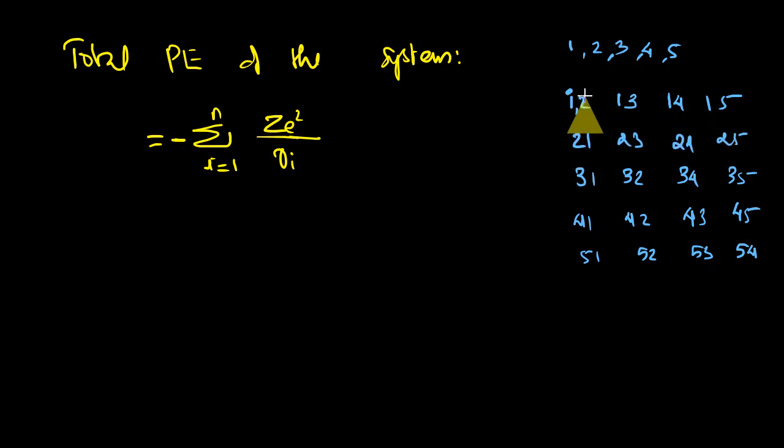Then this one: 1, 2, 3, 4, 5. 5 into 4. So there are totally 20 terms. 20 terms are there. But some of these terms are just a repetition. For example, the repulsion between electron 1 and electron 2 is same as the repulsion between electron 2 and electron 1.